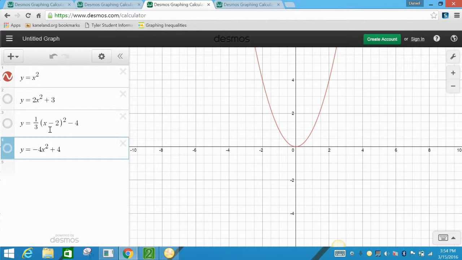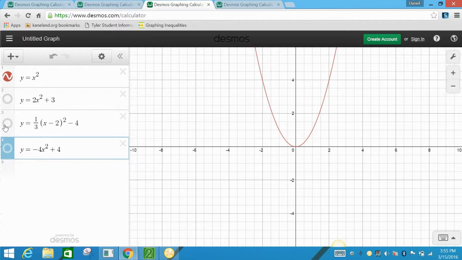This next one here, we have parentheses, so we have a horizontal shift. And remember, it's opposite what we think. So you'd think to go to the left 2, but we're going to move to the right 2, go down 4, and now since we have a fraction that's in between 0 and 1, we're going to have a shrink. So we have a shrink of 1/3. We're going to go right 2 and down 4. Look at that. Right 2, down 4, shrink of 1/3. It looks like a huge parabola, but that's only because of the window that we're viewing it in.